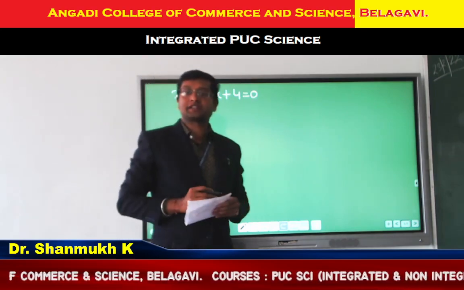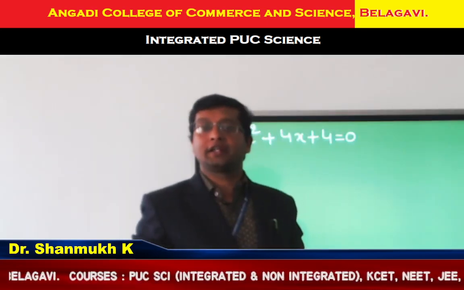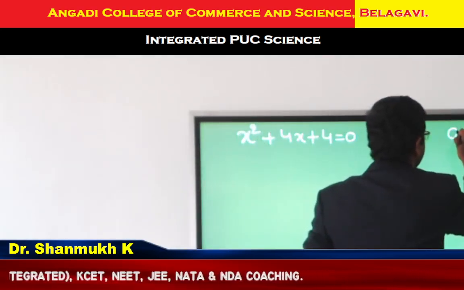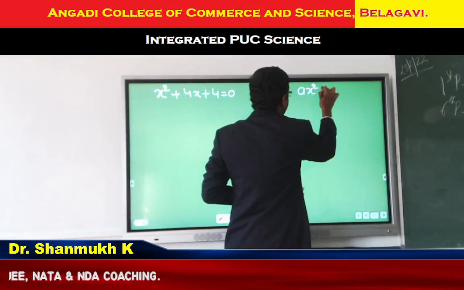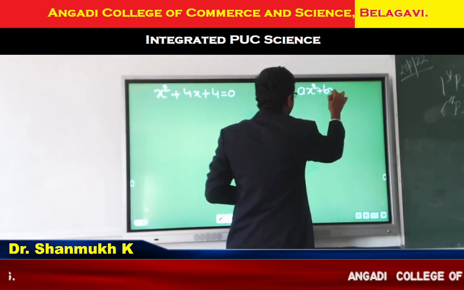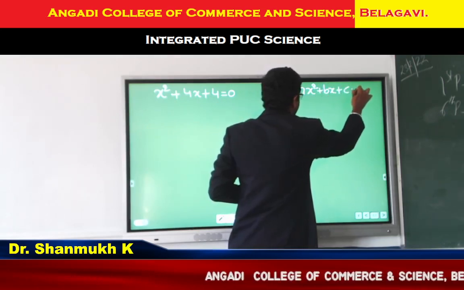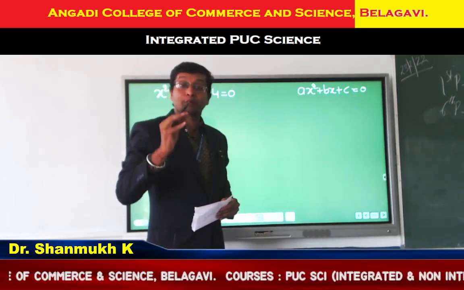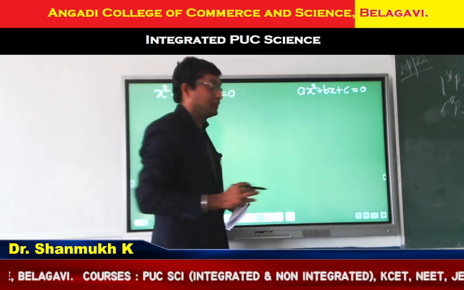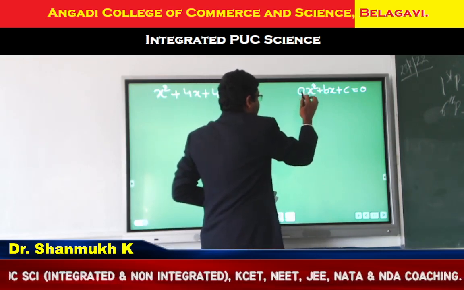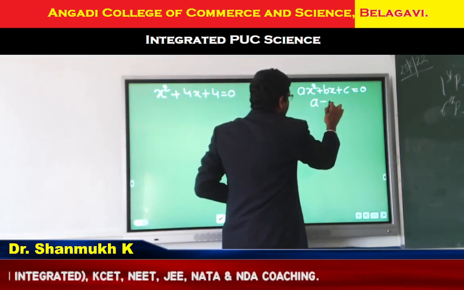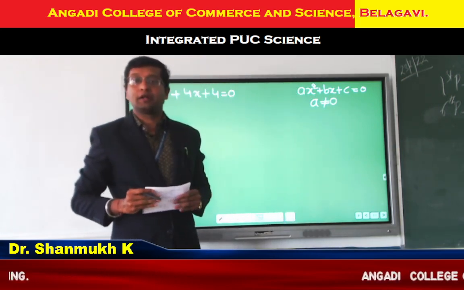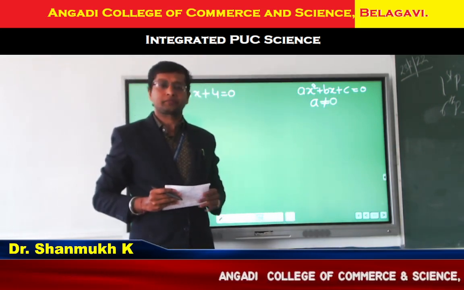First we will discuss what is meant by a quadratic equation. A quadratic equation is any equation which is in the form of ax square plus bx plus c equal to 0, provided one condition is there: the x square coefficient, that is a, is not equal to 0. Such type of equations we call a quadratic equation.